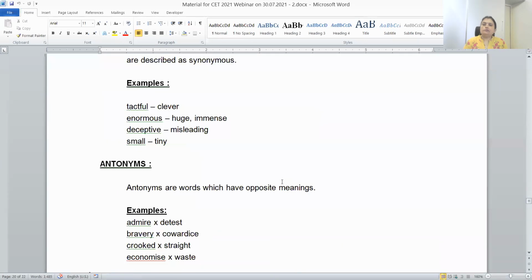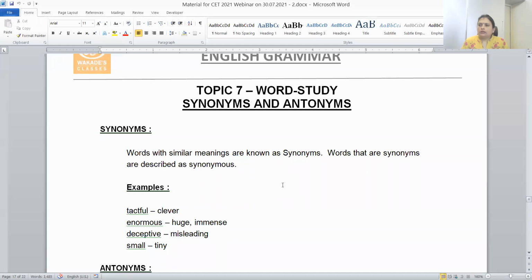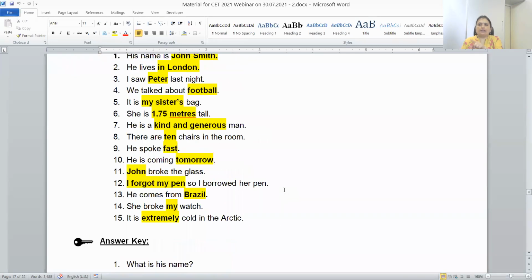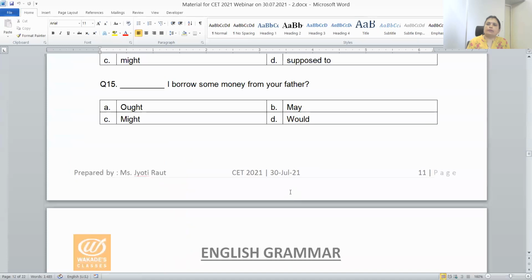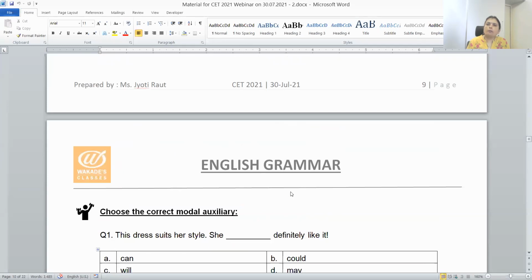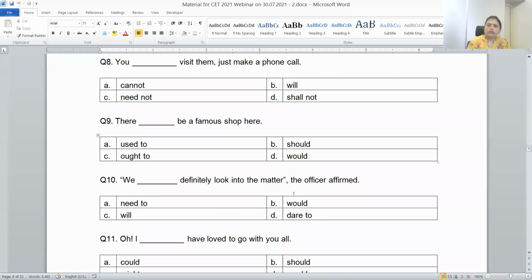Ojas, I need you to tell me the topic. Oh, okay, modal auxiliaries, fine. First exercise of modal auxiliaries. Just give me a second. You want number 10. Yes, Ojas. We will definitely look into the matter. How can we need to definitely look into the matter? We will. The officer is assuring somebody: don't worry, ma'am, or don't worry, sir, we will definitely look into this matter. So out of those 4 options, will is the most appropriate option.